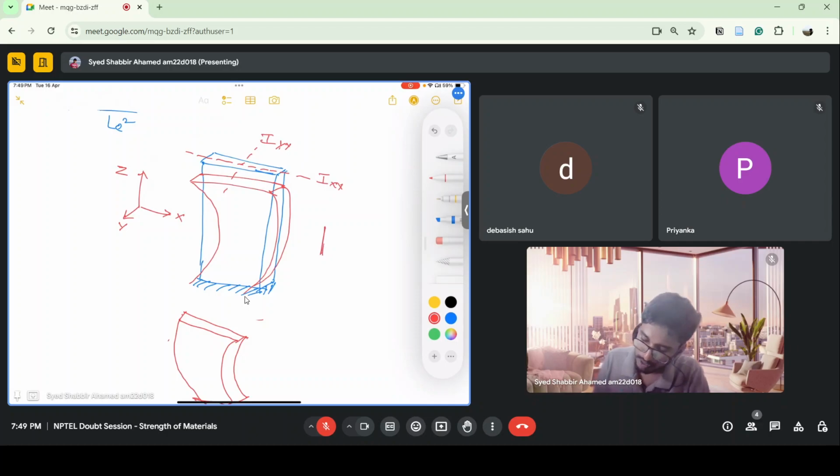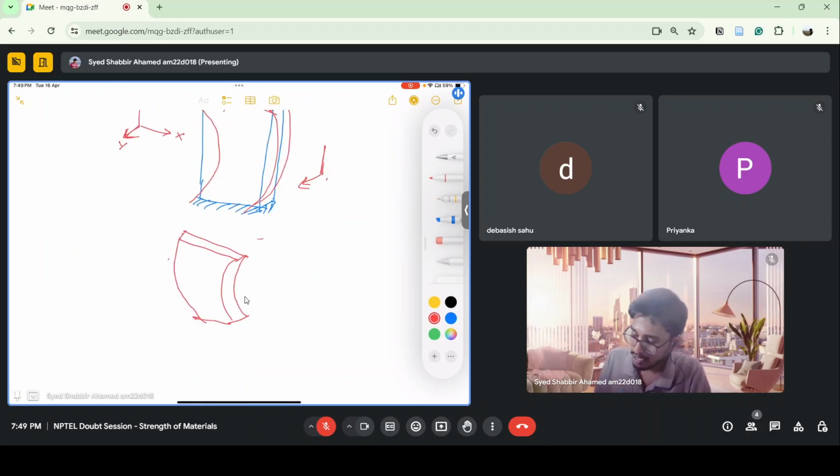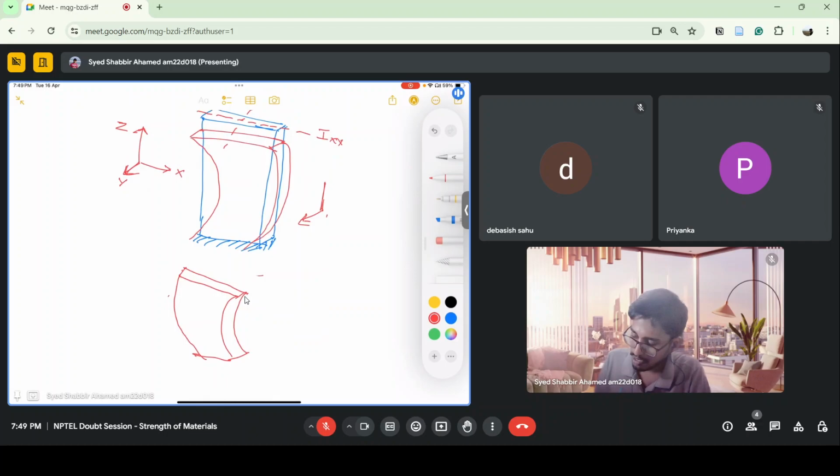When this bends like this, if I look like this, you can say that this is bending in the YZ plane. It is bending about the x-axis, right? So you can say that this is bending in the YZ plane. When it bends like this, you can say that this is bending in the XZ plane, because this is my plane, right?